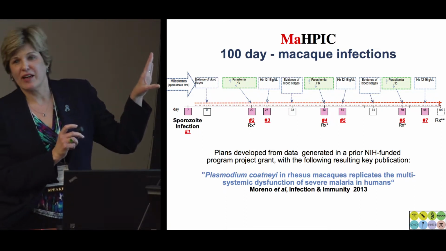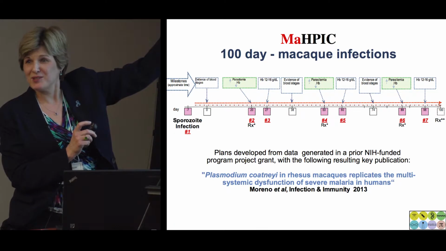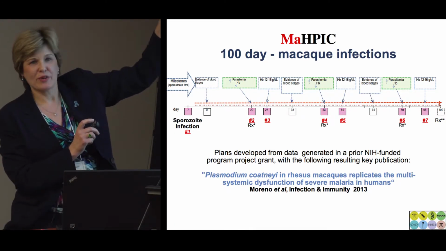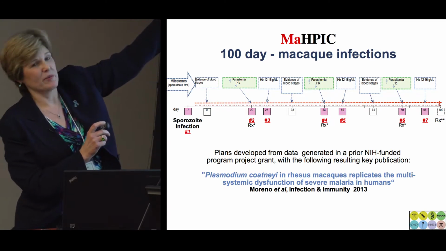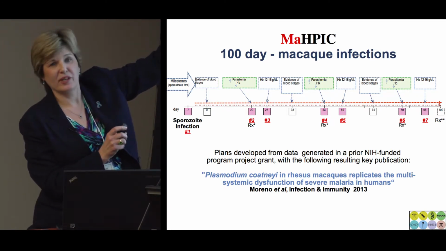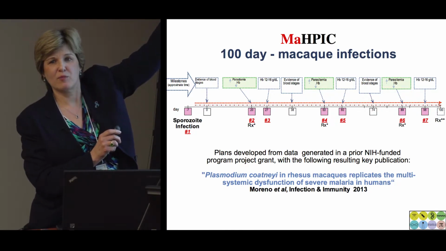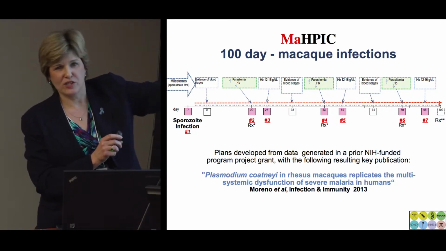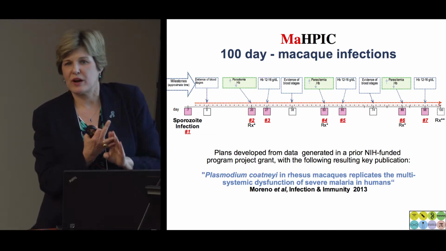Just an example of that 100-day infection. We start with sporozoites, not from the mosquito, but from a syringe, but that's still going to give us an idea of what's happening, and then we can monitor from the beginning innate immunity that's going on, parasitemias, watch the parasitemia come up, watch anemia set in, watch severe disease set in. So every day we're monitoring the clinical signs and the parasitemias.